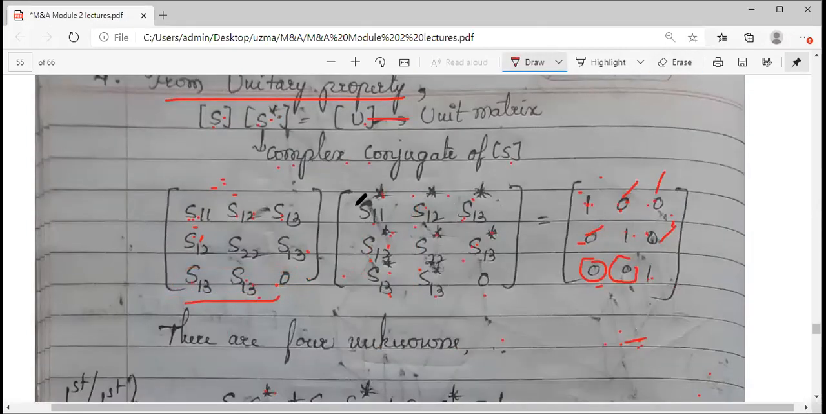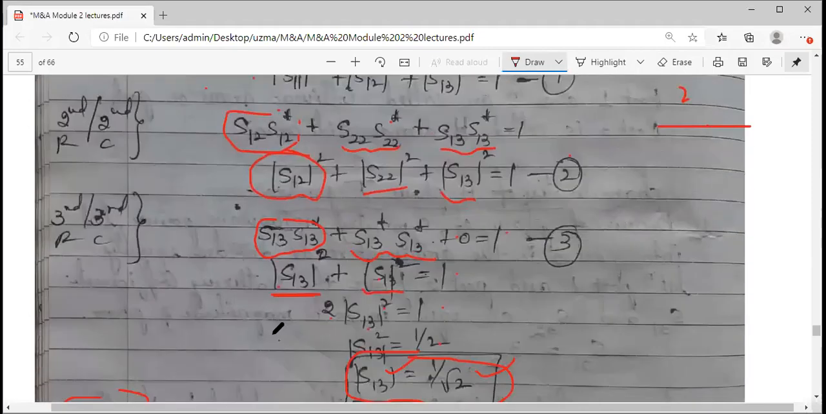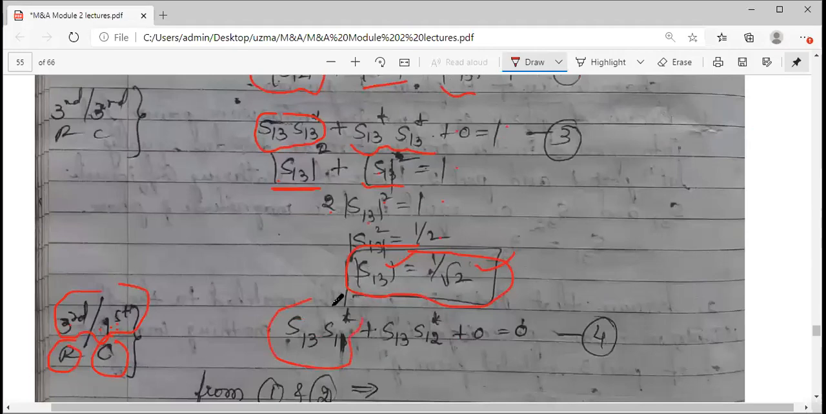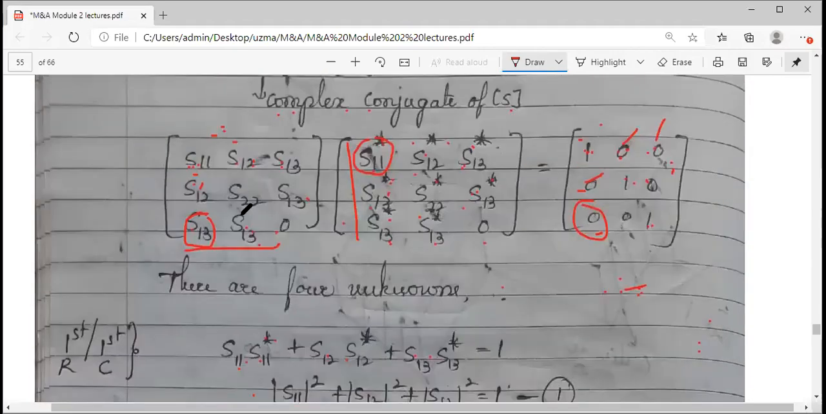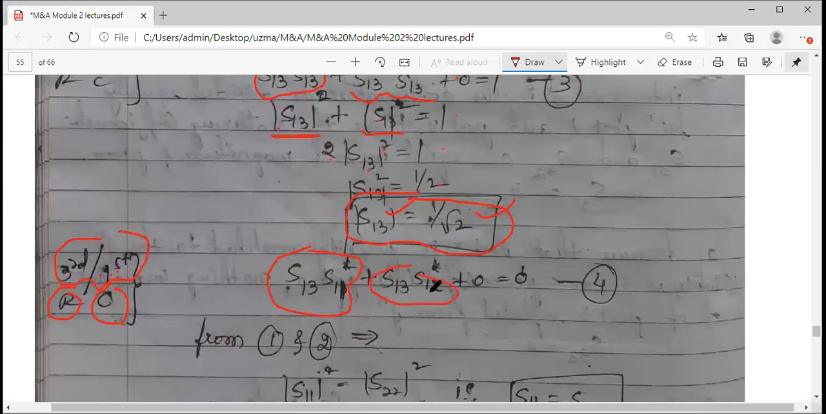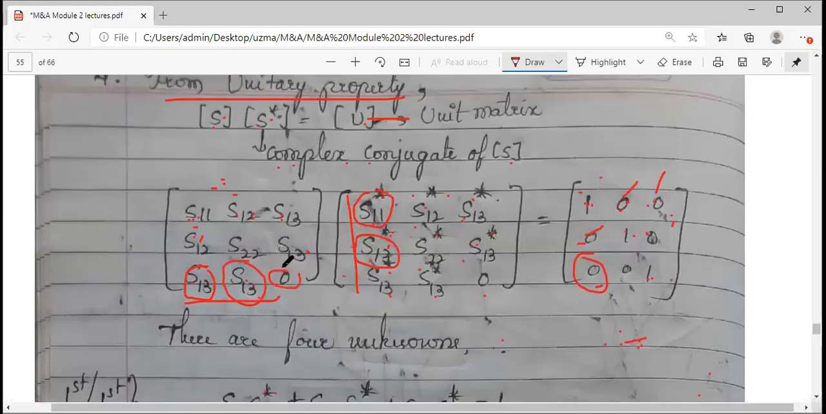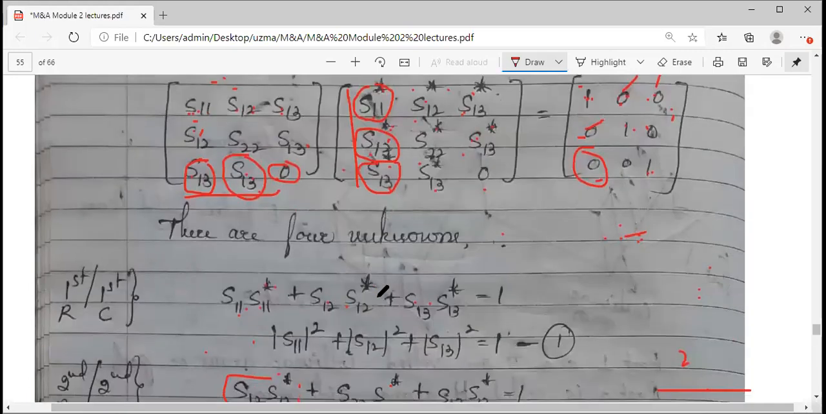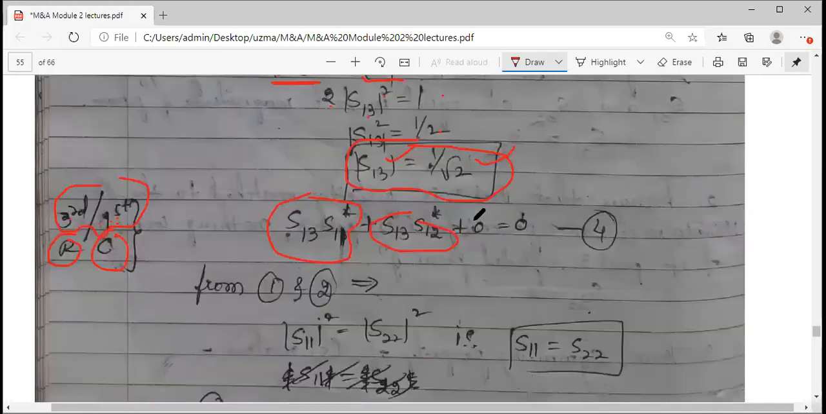Multiply the third row with the first column, which value do you get? It is equal to RHS 0. Multiply S13, S11 star, plus, what is the second? S13, S12 star, plus the third term here is 0. 0 multiplied by S13, you will get 0. The third term is 0, which is equal to 0. This is our fourth equation.